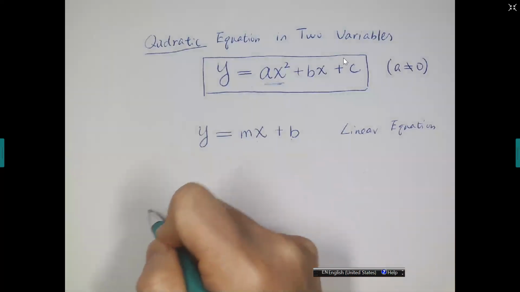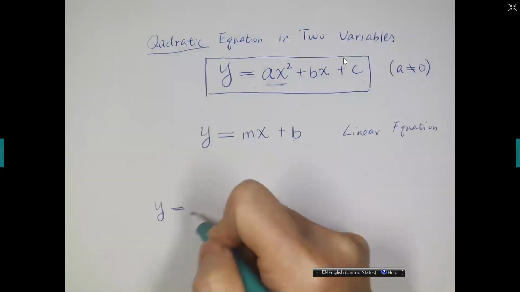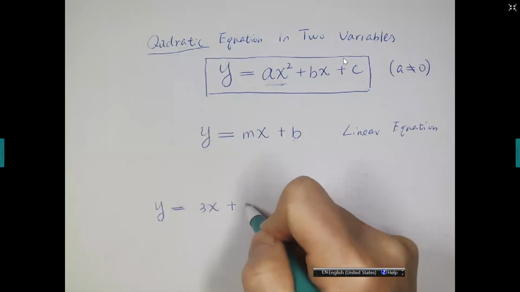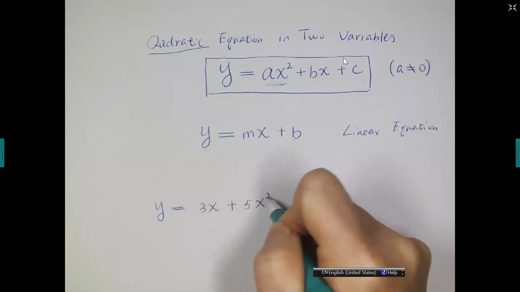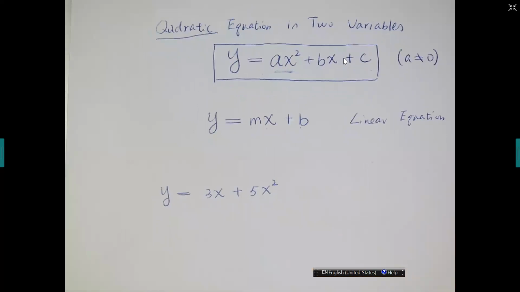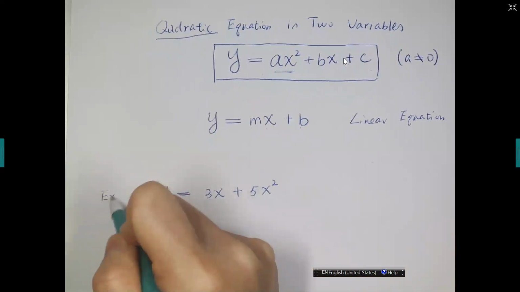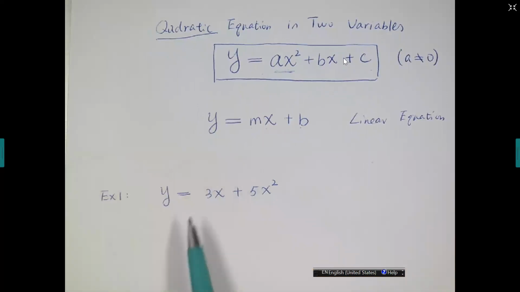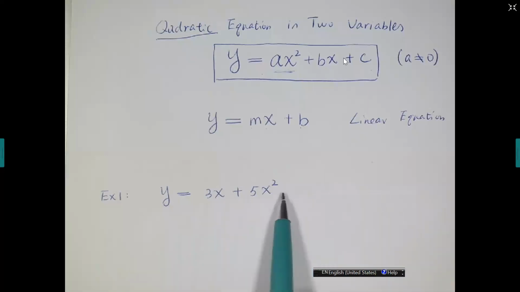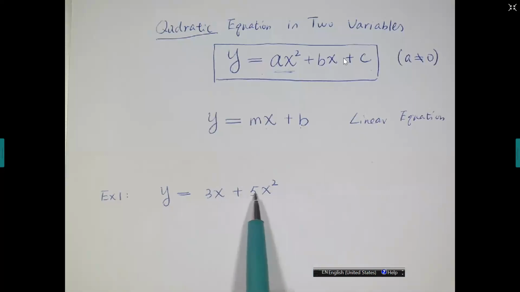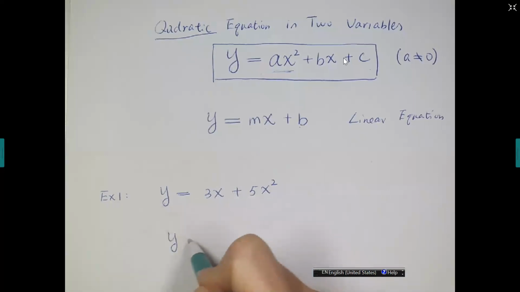For example, we got y equals 3x plus 5x squared. This is example 1. We are asked to rewrite the equation into the standard form, then recognize what a, b, c are respectively. So we write down a equals, b equals, c equals. For this equation, let's find the standard form. First, y is on the left side by itself, that's good.